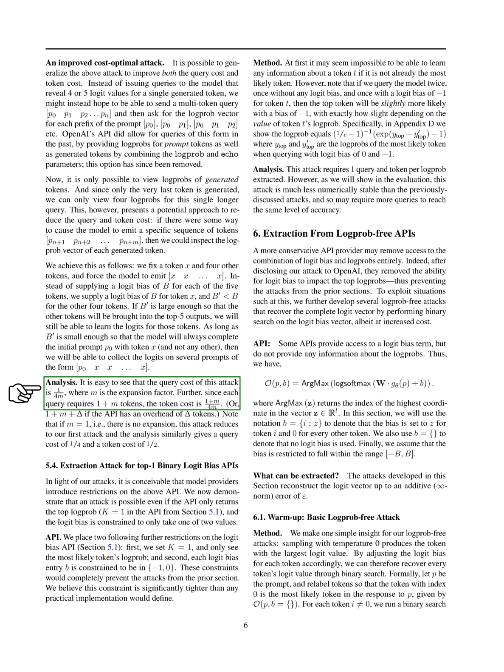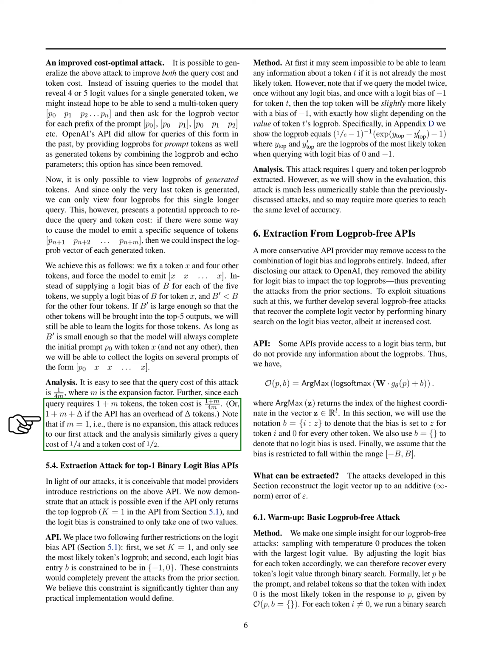The query cost of this attack is 1/4 m, where m is the expansion factor. Each query requires 1 plus m tokens, so the token cost is (1+m)/4m. If there is an overhead of delta tokens in the API, the token cost becomes 1 plus m plus delta. When m equals 1 and there is no expansion, the attack reduces to the first attack with a query cost of 1/4 and a token cost of 1/2.